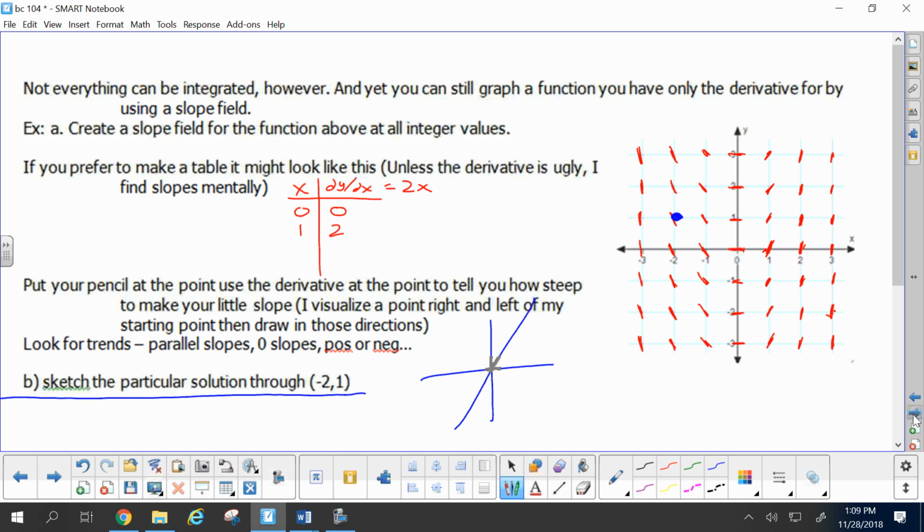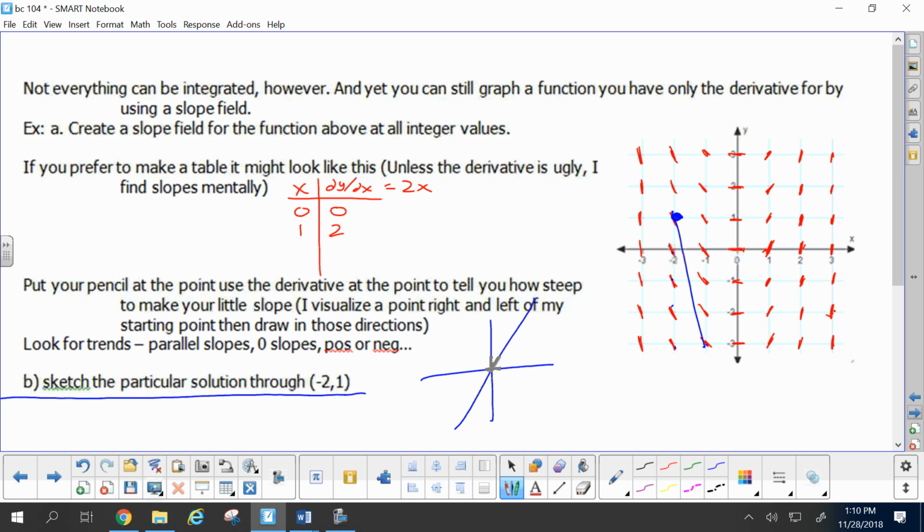Now, for example, what's the slope at negative 2, 1? At negative 2, it's negative 4, right? Now, people want to then say, all right, so I go from here, I go down 1, 2, 3, 4, over 1. Boom. And I understand, but what's wrong with that?